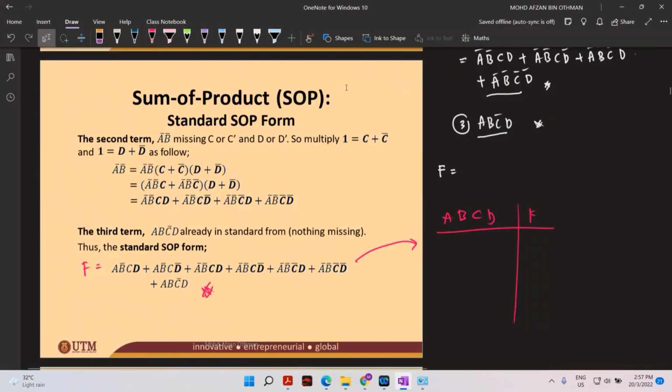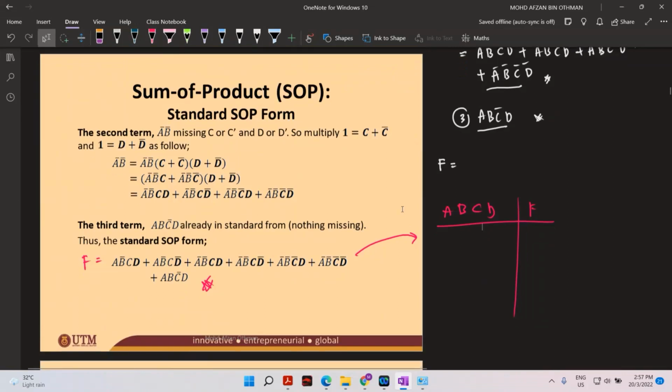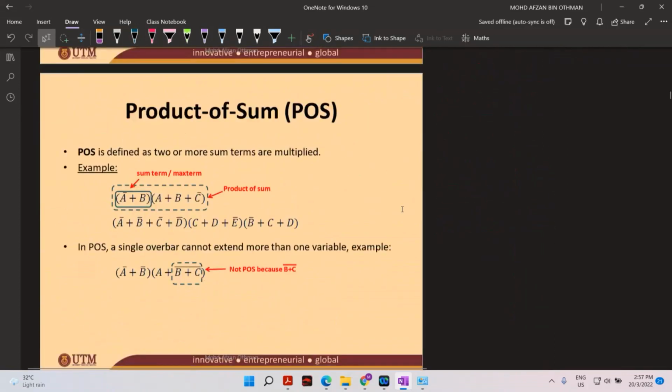Okay, so kita move on to the next slide. Now we are going to look at the POS. POS stands for product of sum. It is defined as 2 or more sum terms that are multiplied. Sekarang ni kita buat logical OR dahulu, buat sum term, and after that kita combinekan mereka menggunakan AND gates, by ANDing them together. Contoh macam yang ni, Ā + B. So this is the first sum term.